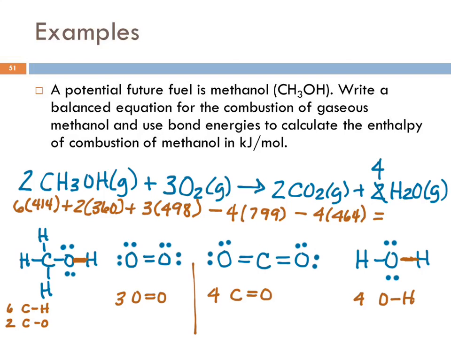And this is one of those calculations that you should probably run through more than once because it's so easy to make mistakes. 6 times 414 plus 2 times 360 plus 3 times 498 minus 4 times 799 minus 4 times 464 equals negative 354 kilojoules per mole.